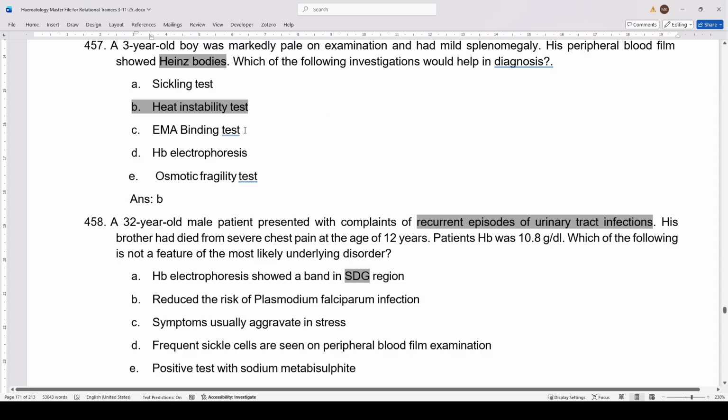Okay, EMA binding we do in hereditary spherocytosis and elliptocytosis, and osmotic fragility is also for hereditary spherocytosis and elliptocytosis.